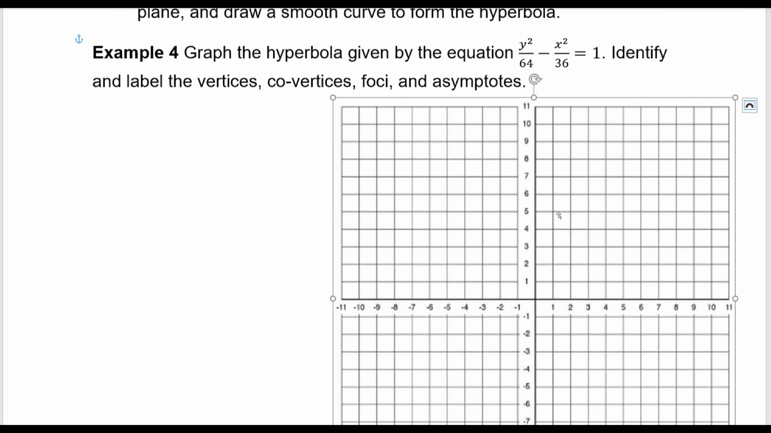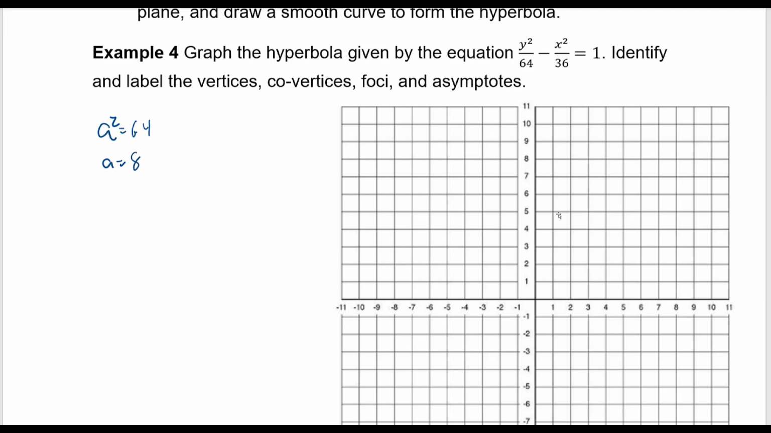So graph the hyperbola given by the equation y squared over 64 minus x squared over 36 equals 1. So our a squared is 64, so a must be 8. Our b squared is 36, so b must be 6. c squared is going to be a squared plus b squared, so it's 64 plus 36, which is 100. So c is the square root of 100, which is 10.